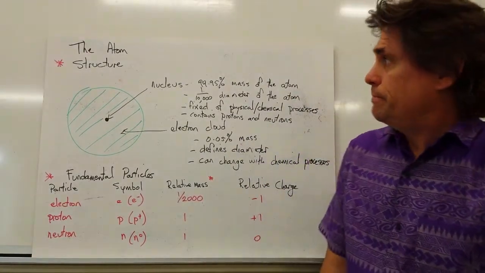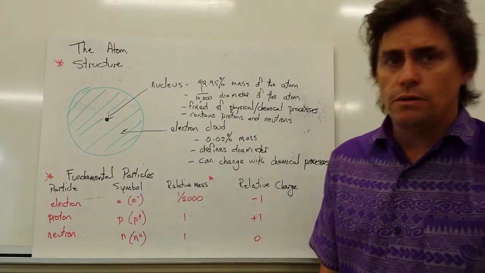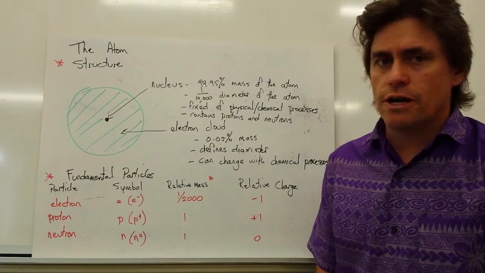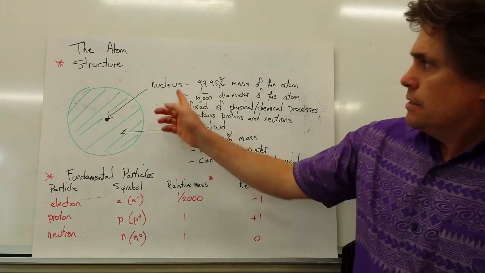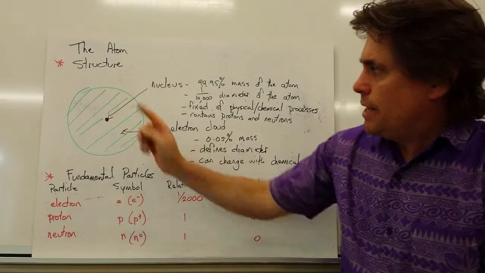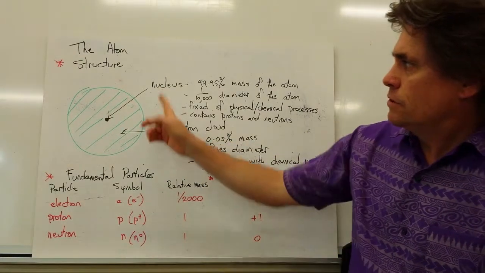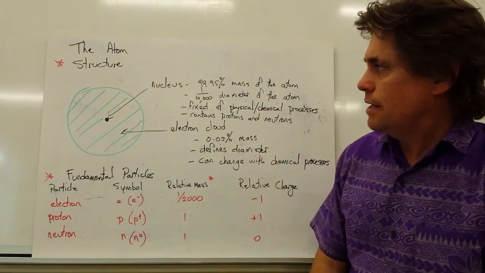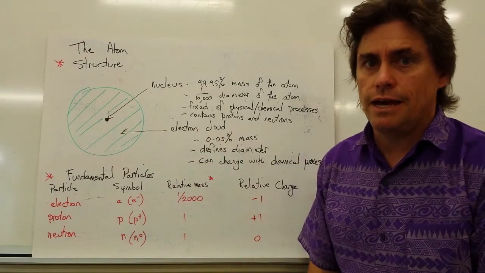Let's have a look at the atom. So first of all, I'd like to have a look at our model of the structure of the atom. There are two main parts to the structure of the atom. First of all, we've got what's called a nucleus, and that's contained within the centre of the atom.